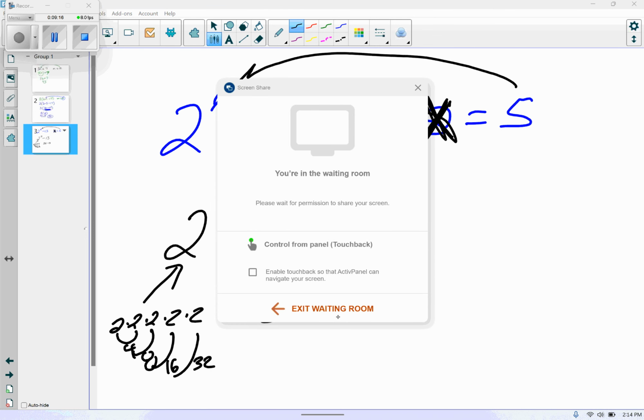Oh, enter waiting room. That's going to let me back into this board. It changed its mind. Cool. It's good that it let us back into both boards.